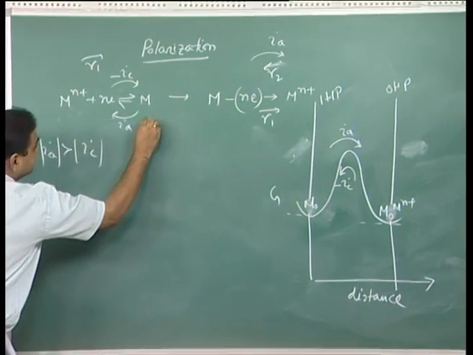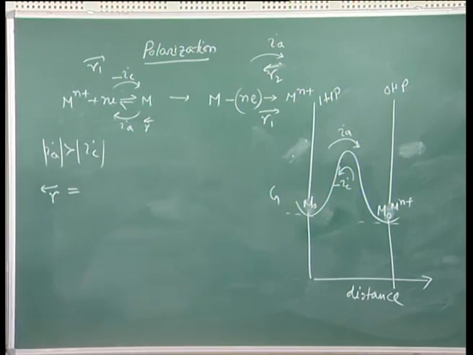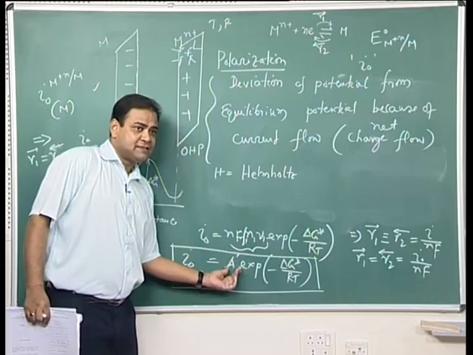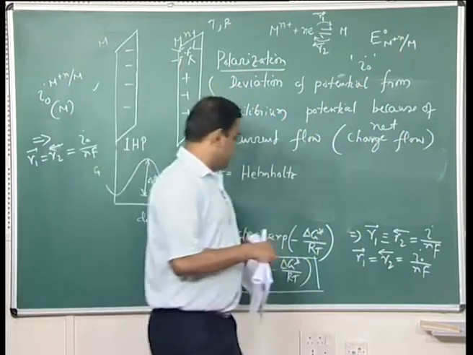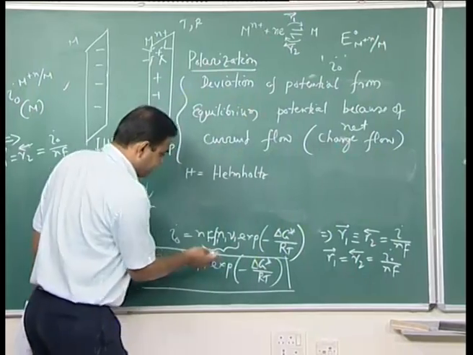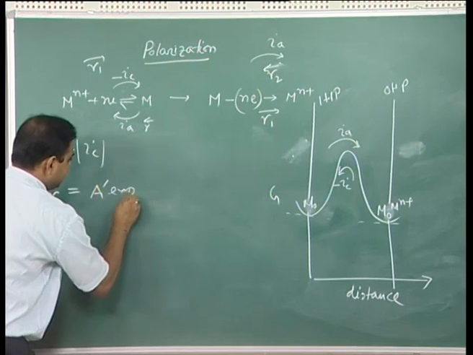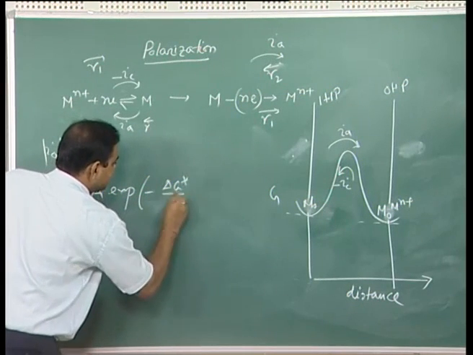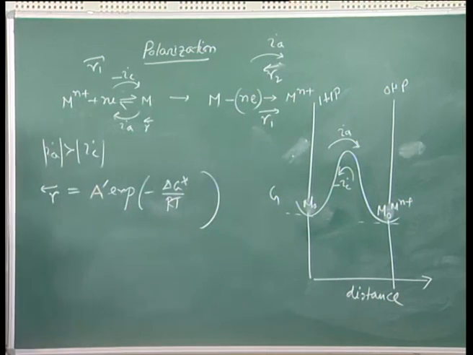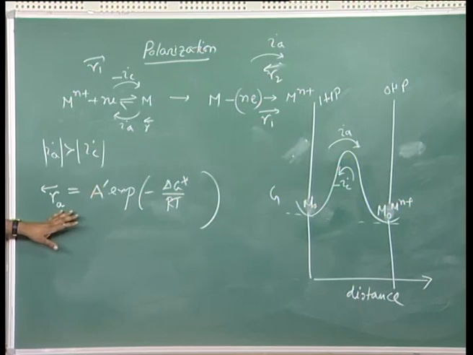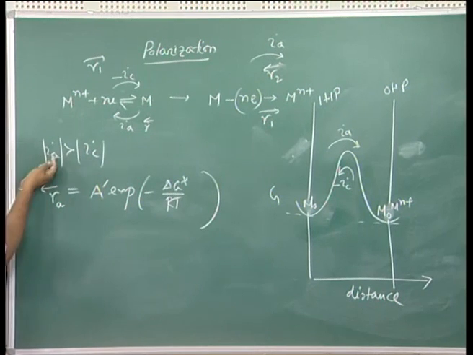backward reaction? Let me put it as the backward reaction would be equal to... the same way I can do the whole treatment, but since we know that this is considered as A dashed, I can put it as A dashed exponential minus del G star by RT. Now, let me put it as A again here, just to indicate that this is the anodic reaction rate. So, this A I am correlating with this.